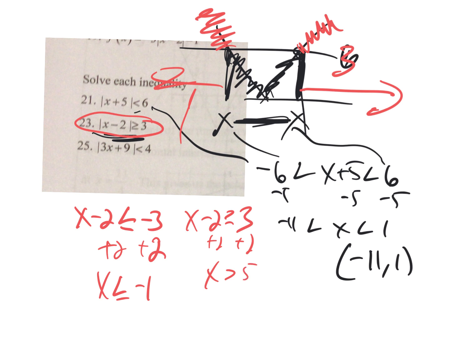So in interval notation, that would be -infinity until -1, and it's closed at -1. And then we're going to skip over to 5, closed at 5, and go to +infinity. See, that's a disjunction. It goes in opposite directions.